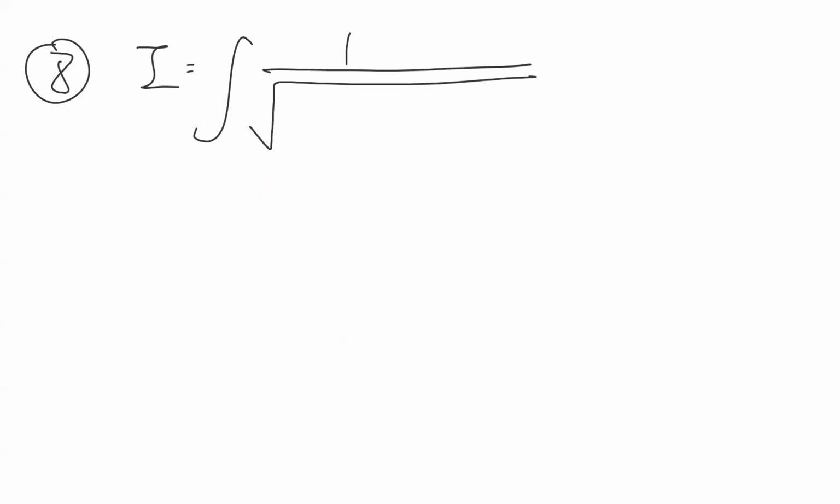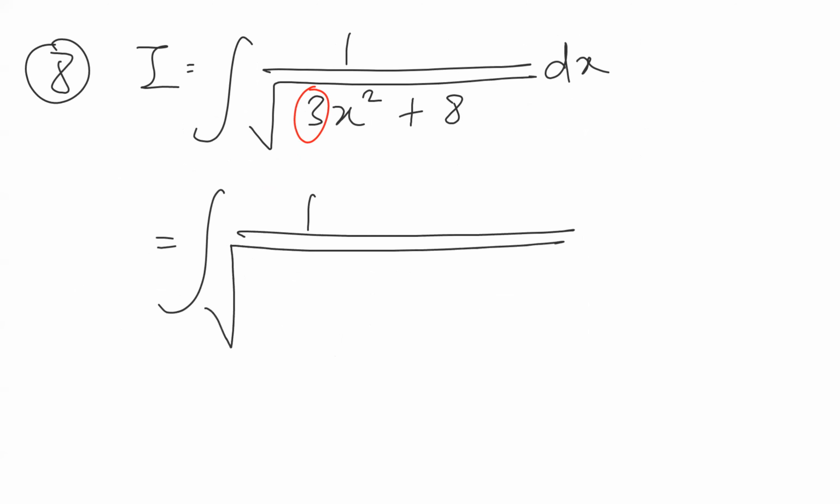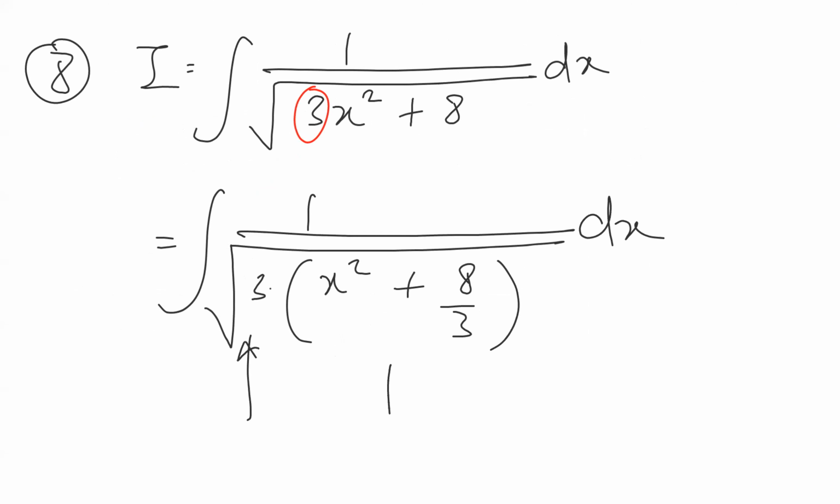Question number 8 from the same exercise: integration of root of 3x square plus 8 dx. Again, eliminate 3. 3 is besides x square, just eliminate it first within the root. So this will be 8 upon 3. Now since there is multiplication over here, we can separate these two terms, the constant 3 and the bracket.